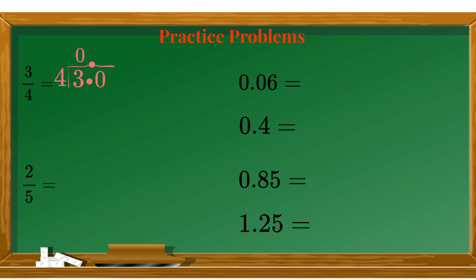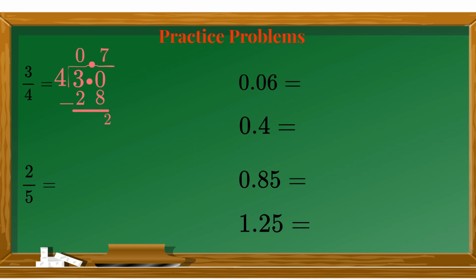4 goes into 30 7 times. Then we multiply, we just do regular division. We multiply 4 times 7. 4 times 7 is 28. We will subtract the 28 from the 30. 30 take away 28 leaves us with 2.